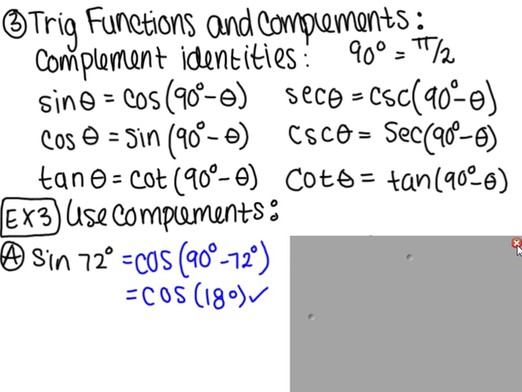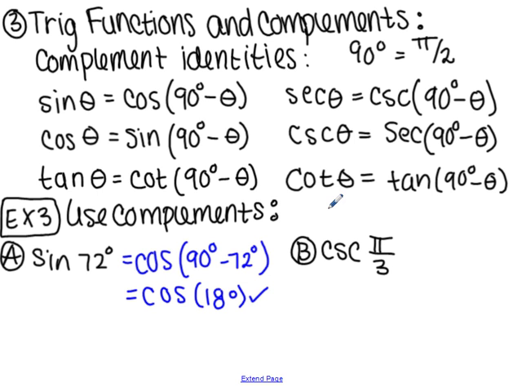Let's try one in radians. Cosecant pi over 3. So we said above that 90 degrees is pi over 2. We're using cosecant, so I'm going to be using this one right here. So I'm going to have secant of pi over 2 minus pi over 3. Let's go ahead and do the subtraction. Pi over 2 minus pi over 3 is going to give me pi over 6.